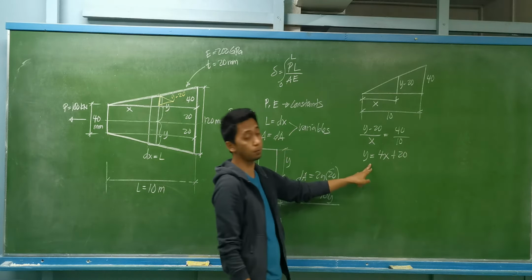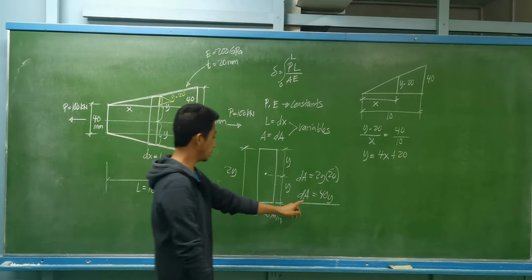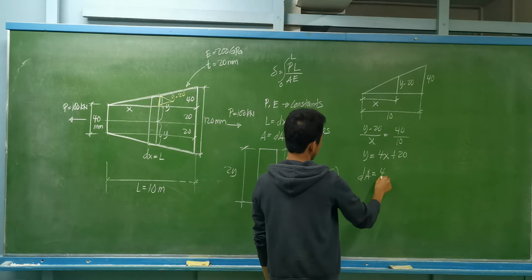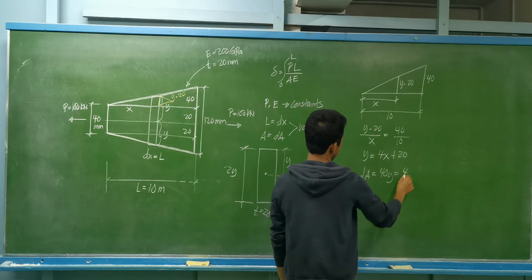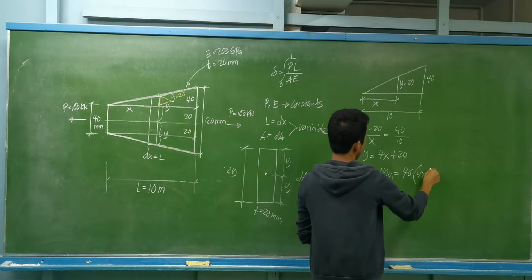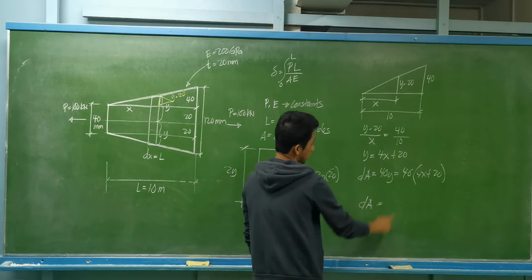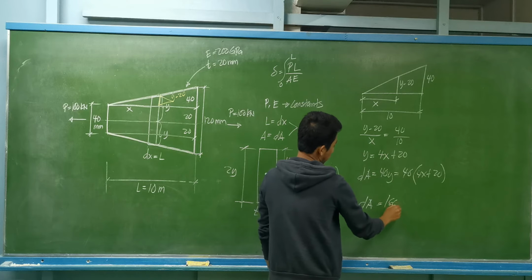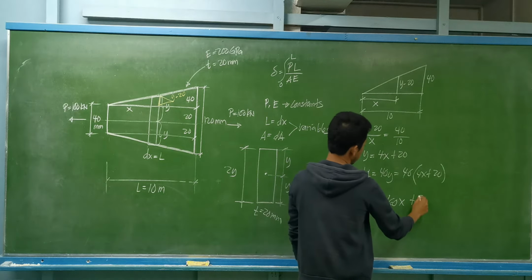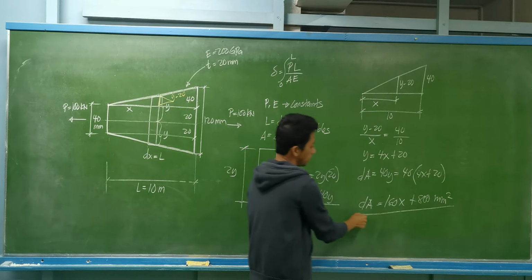That will be the equivalent of y in terms of dx. So we have now the equivalent of the differential area is equal to 40y. This is the same as 40 times the equivalent of y, which is 4x plus 20. Okay, we have the equivalent of the differential area as 40 times 4, 160 of x, plus 40 times 20, which is 800. Our unit for this one will be square millimeters.